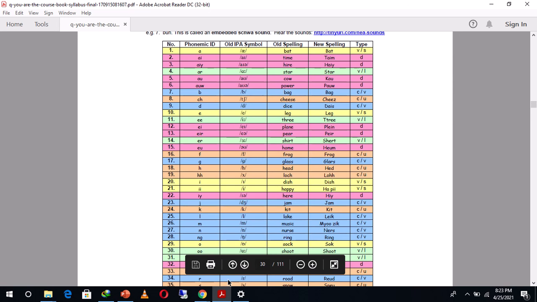Number 10 is the sound a. It is not the a from number 1, so now there is a difference. At number 1 it was a, and here it is a, like lack. And number 11 is e, like tree.